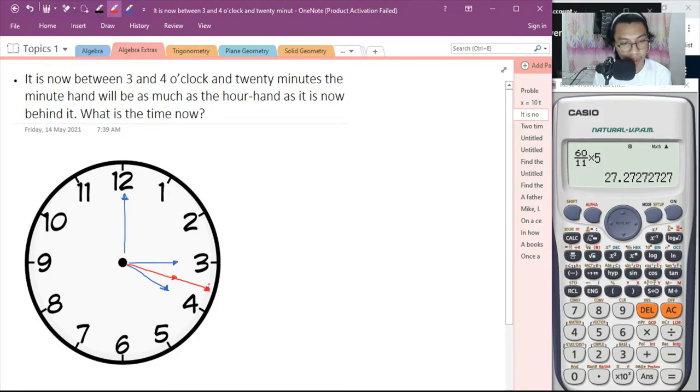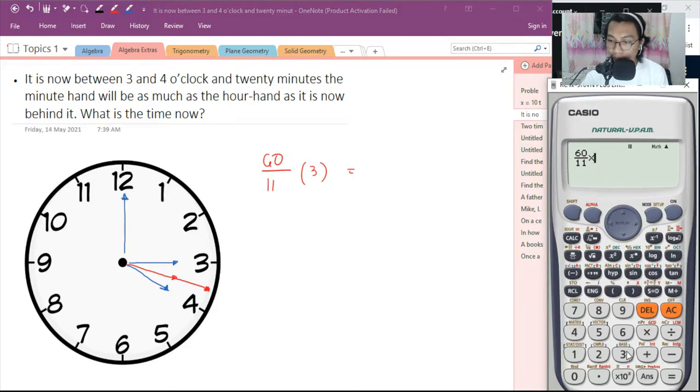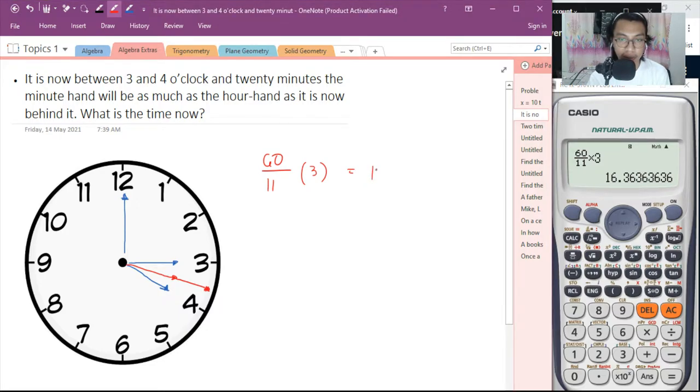Ano yung shortcut niyan? Coinciding. Ano yung nilampasan niya? 3. So, 60 over 11 times 3 equal to. Balik ko na lang dito. That is 180 over 11, 16.36. So, 16.36. Okay.